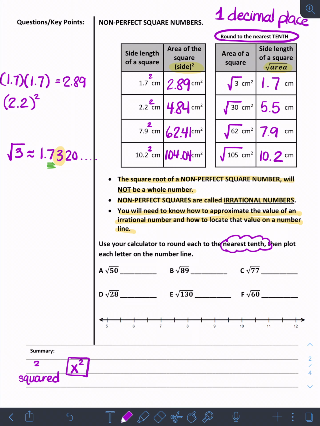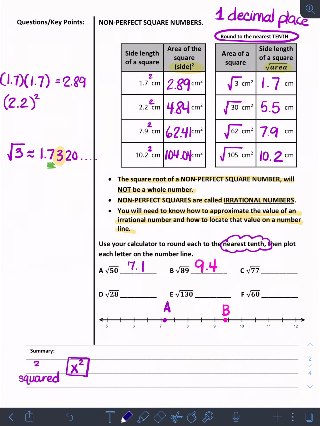Okay, now that you have gone and found the length of each of these sides, let's see where they fall on the number line. Okay, the square root of 50 is around 7.1. That's a little bit more than 7, so I'm going to draw a dot here and write letter A. The square root of 89 is about 9.4. That's a little bit after 9, but not quite halfway. So there's letter B.